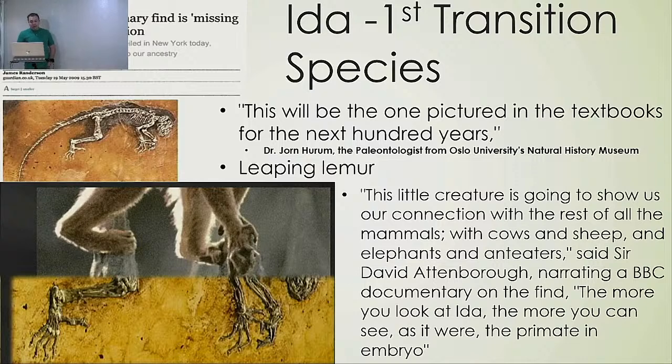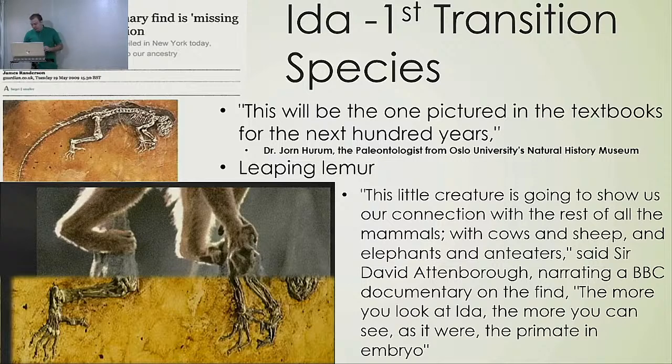Yet, still you have some people like David Attenborough say that this little creature is going to show us our connection with the rest of all the mammals, with cows and sheep and elephants and anteaters. This was on a BBC documentary. The more you look at Ida, the more you can see, as it were, the primate in embryo. It's just a lemur. There's nothing special about it. It is just a lemur that they try to use in the ape to human transition because it is found in the rocks that they date to the time they want.